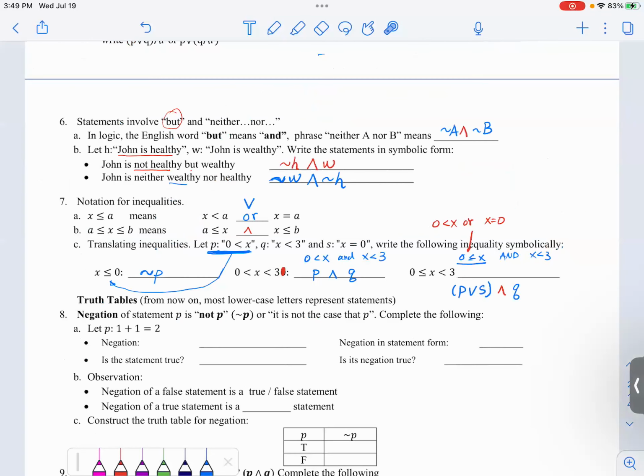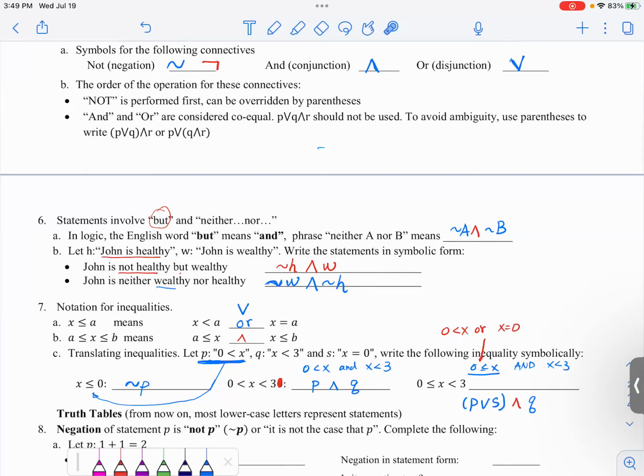All right, this is the first part of this section.